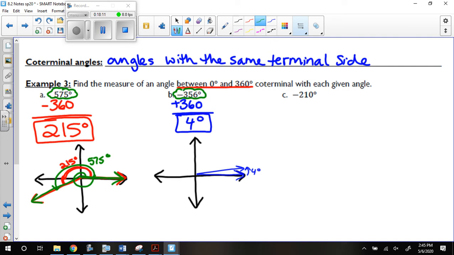The negative 356 is starting here, going around this direction instead. So it's starting at the initial side and ending at the terminal side, just going the opposite direction. That's our negative 356 degrees.